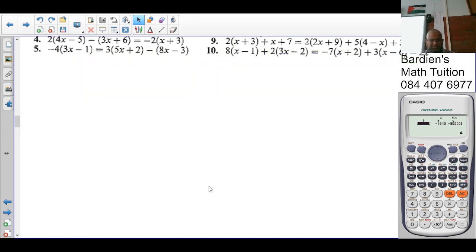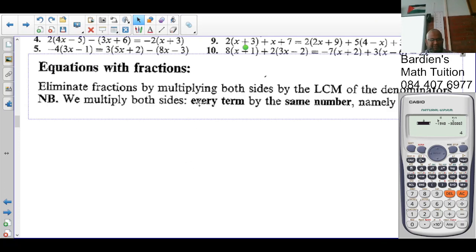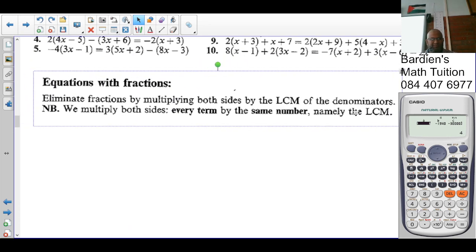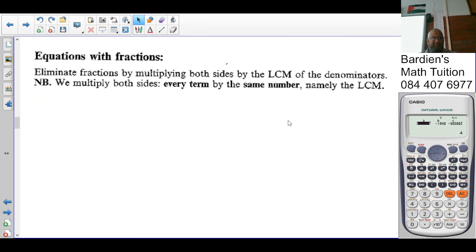Equations with fractions. You can write this important note down as well. Equations with fractions. We are told to eliminate fractions by multiplying both sides by the LCM of the denominators. NB, which is very important: we multiply both sides, every term, by the same number, namely the LCM. Okay, so write that down. We will look at the example now.